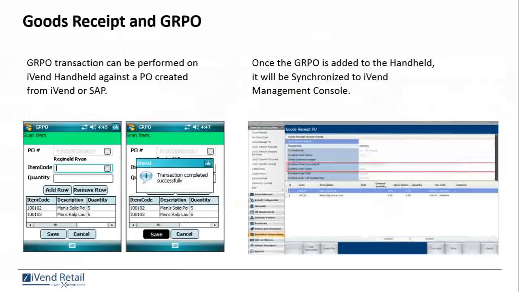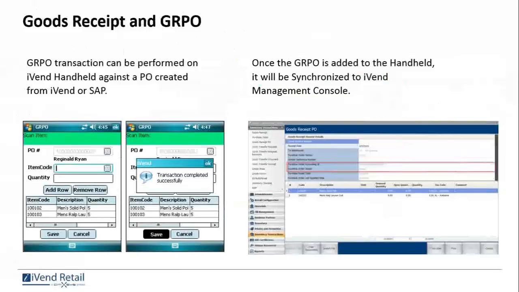First, you can manually give the item quantity which you are receiving. The second is you could scan the items by clicking on the clear receivables on the management console. And the third option was to import the file in order to receive the GRPOs. But now we have added the fourth option, that is the handheld option.